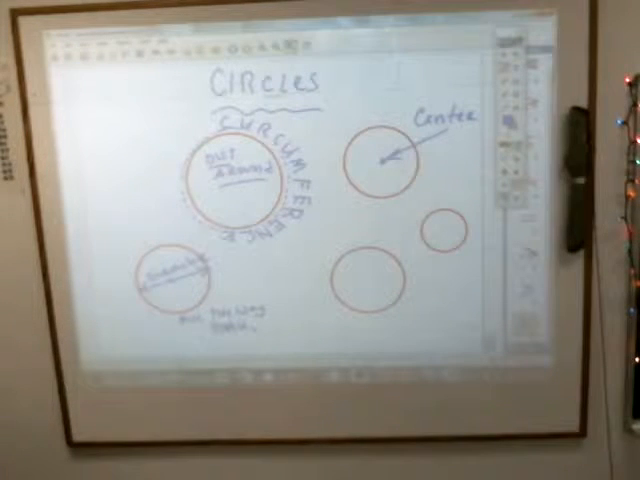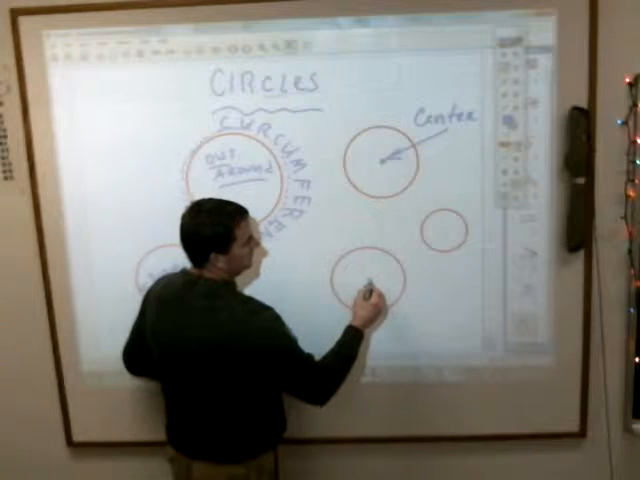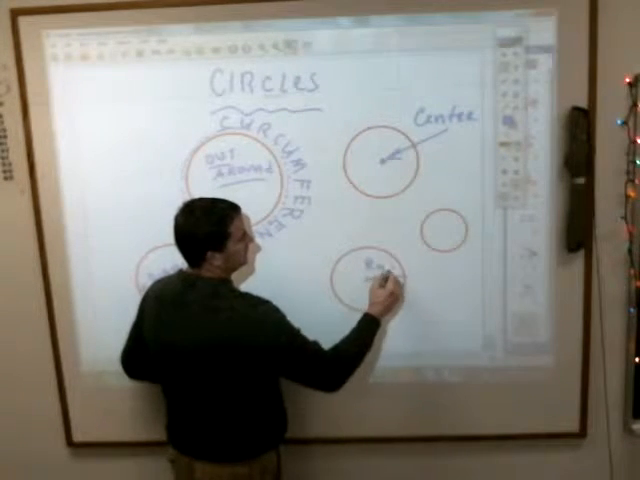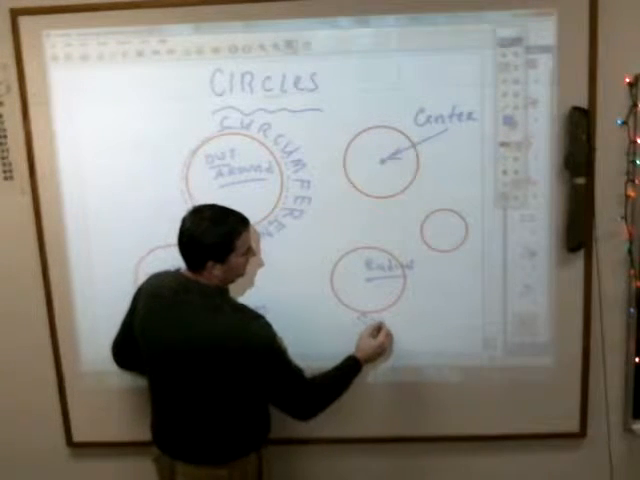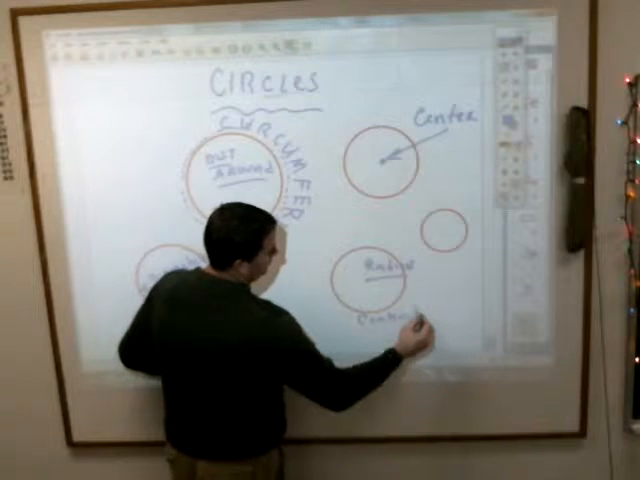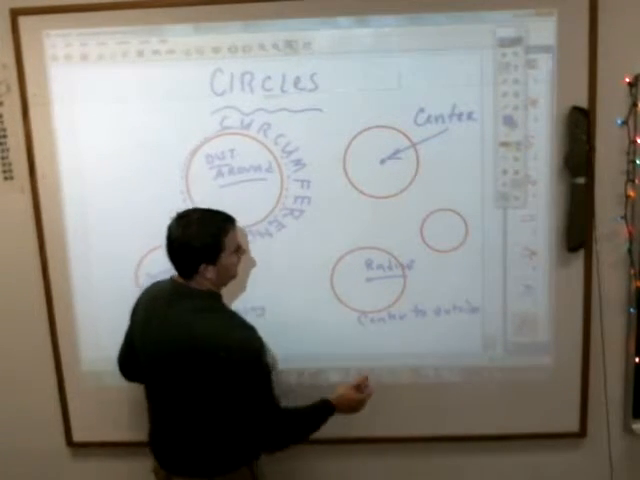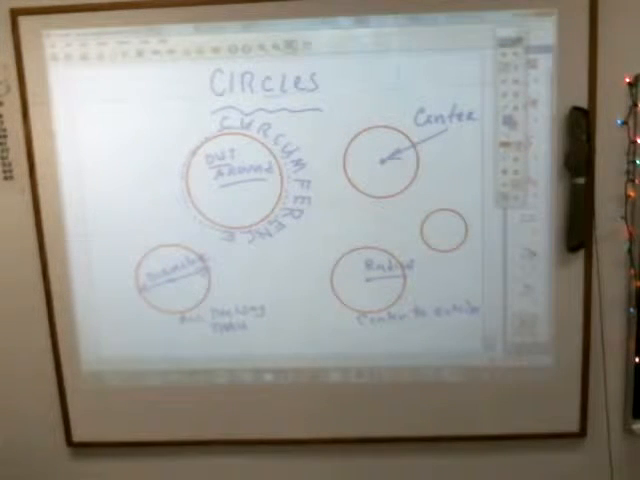And then, if it goes from the center just to one part of the outside, that is the radius. From the center to the outside. That is the radius. Because they will ask you maybe some questions like this.